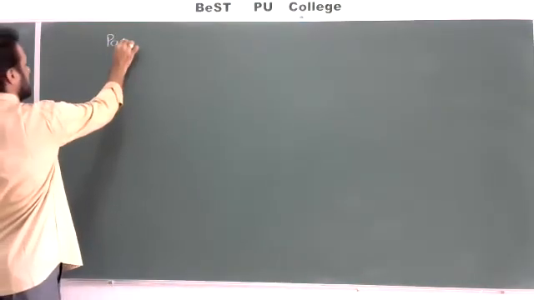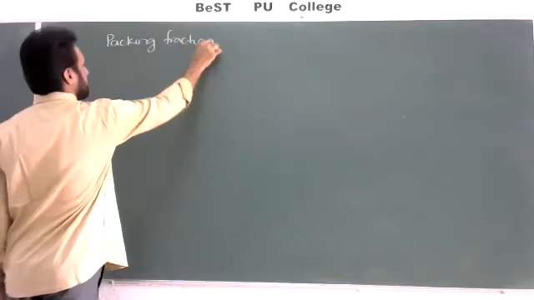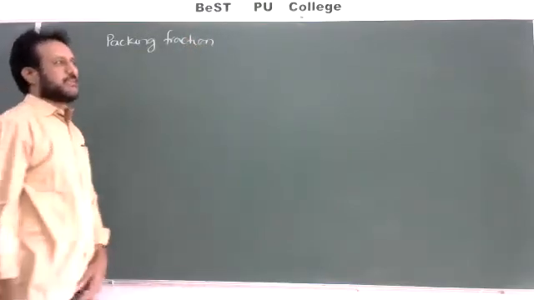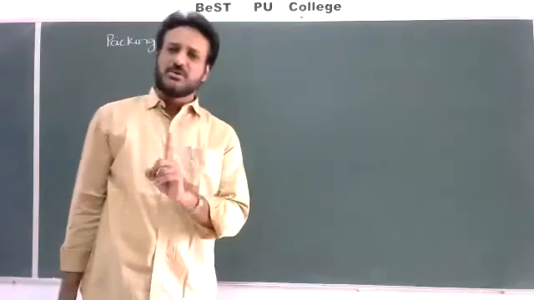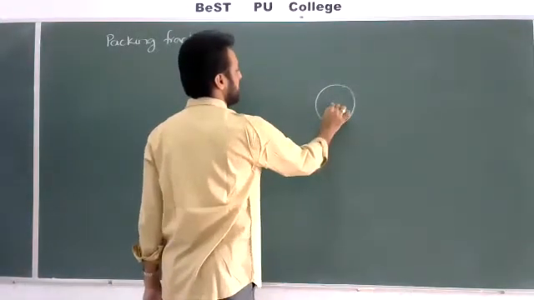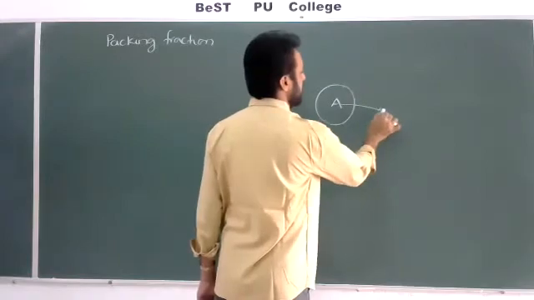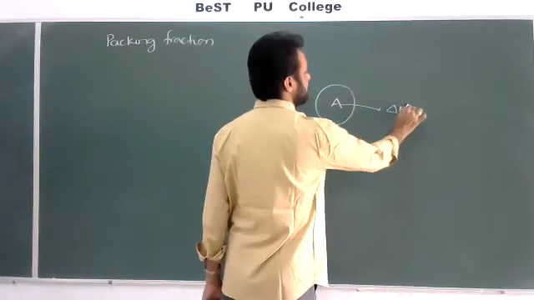What is the packing fraction? Sometimes a 1 mark question may be asked, or in competitive exams also, on packing fraction. It is nothing but the mass defect per nucleon. For example, in a nucleus there are a total of A nucleons, protons plus neutrons equal to A. For all the A nucleons, the mass defect is equal to delta M.